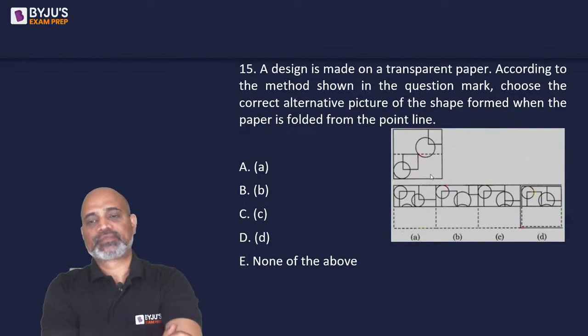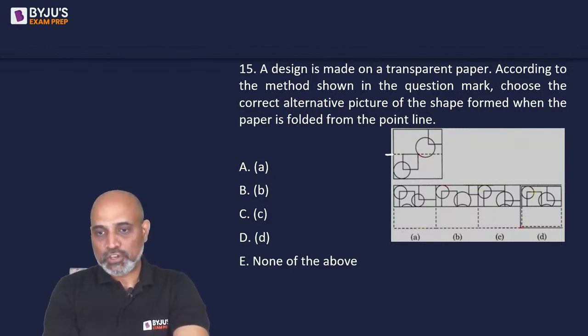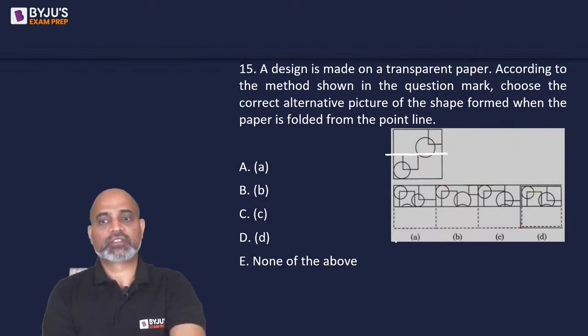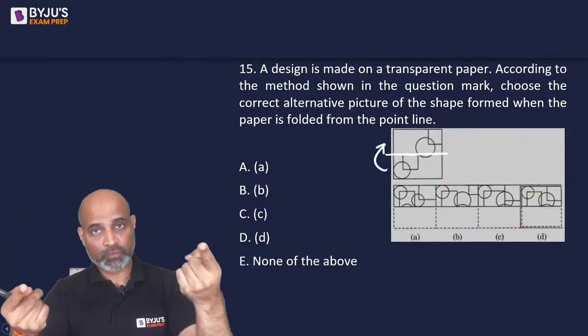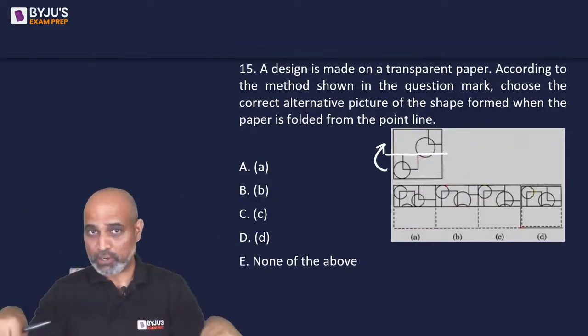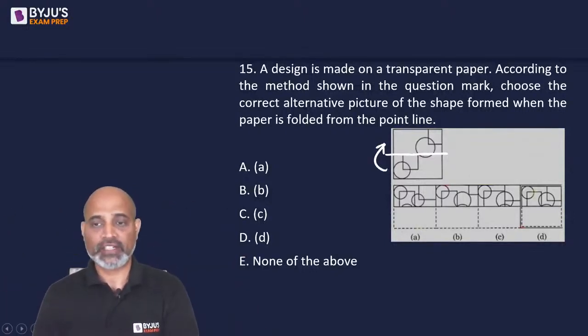Okay, next one. A design is made on a transparent paper. According to the method shown in the question, choose the correct alternative picture of the shape formed when the paper is folded along the dotted line. It is saying that if you fold along this, which shape are you going to get? And where is it being folded? It's folding upwards, because look at the options. The below rectangle doesn't exist. It means it has been folded, right?